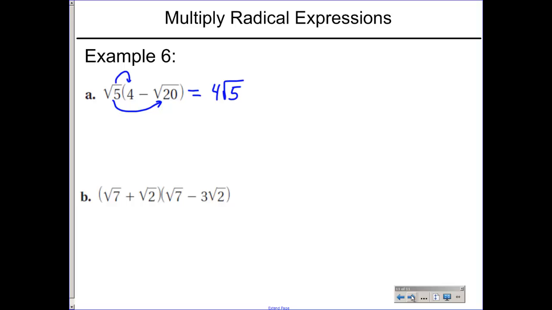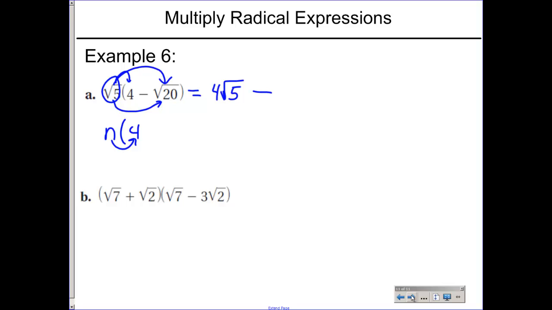It's just same thing as if I had an n times a 4 here and I multiplied it. All I can come out with is 4n. Since I don't know what the value of this square root of 5 is, I cannot actually multiply it with 4. Then distribute the square root of 5 times the negative square root of 20. So I'm going to bring over my negative. It's going to be a negative.